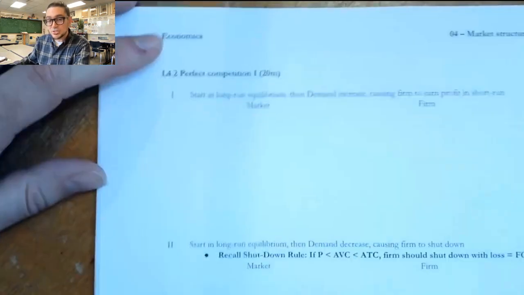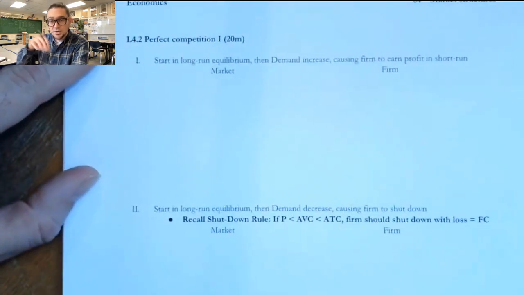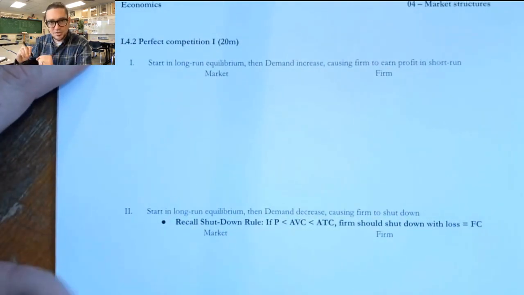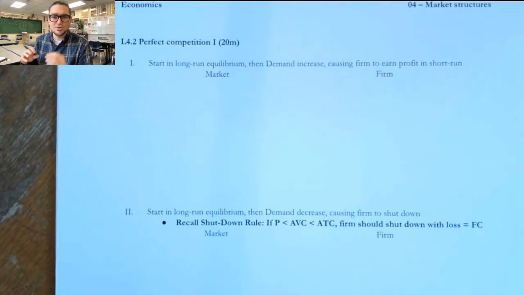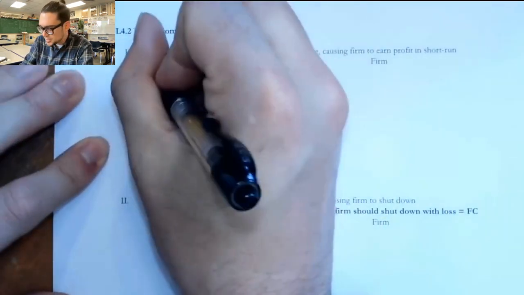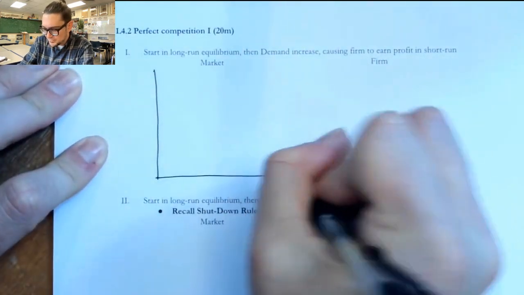So the first part is we're going to actually draw the same picture 3 times in a row. That way we're in equilibrium. We get really good at that, and then we're going to move out of equilibrium into a short-run equilibrium with profit or loss. So let's get started. First part, market and the firm.